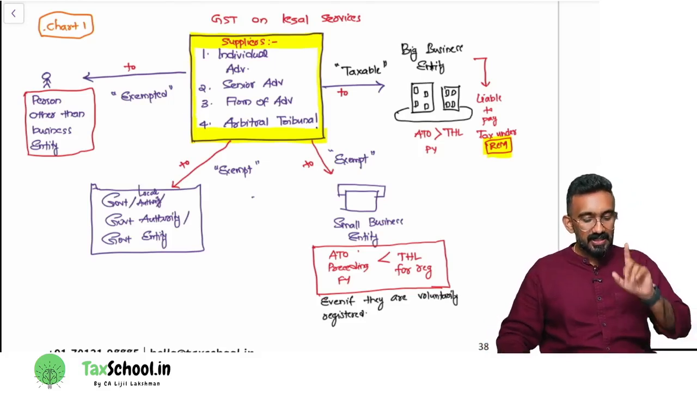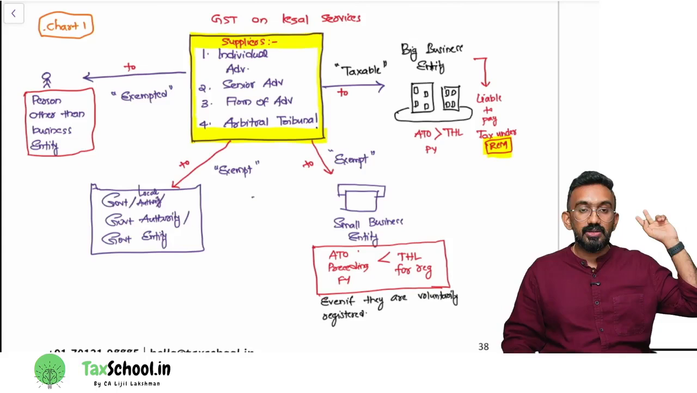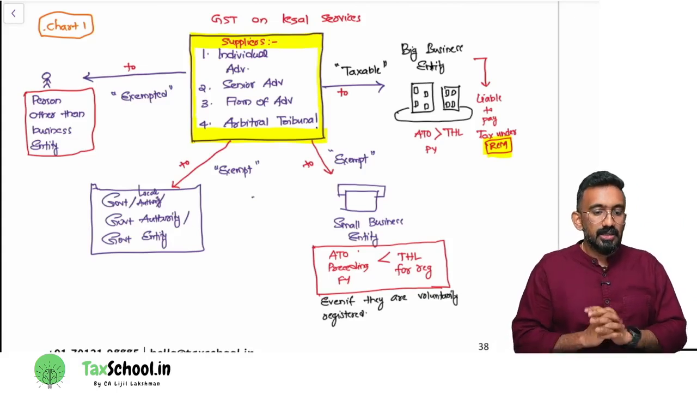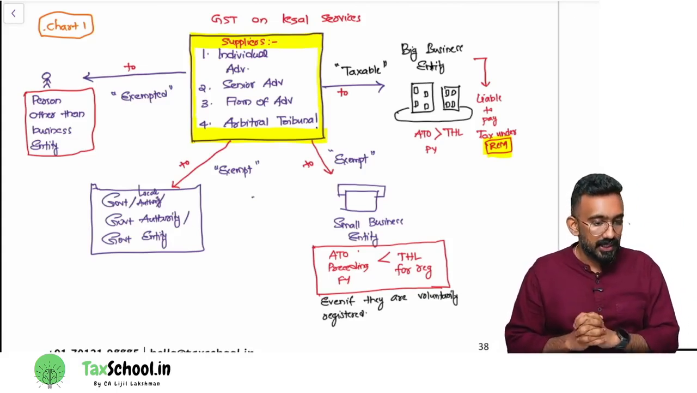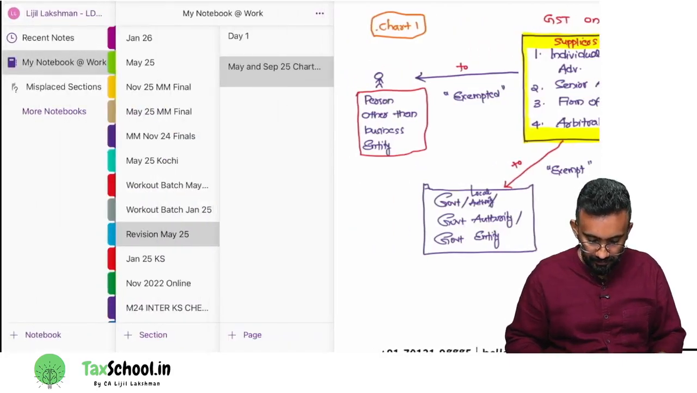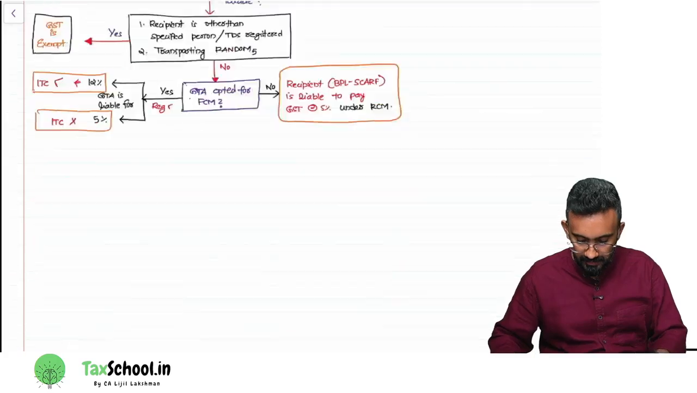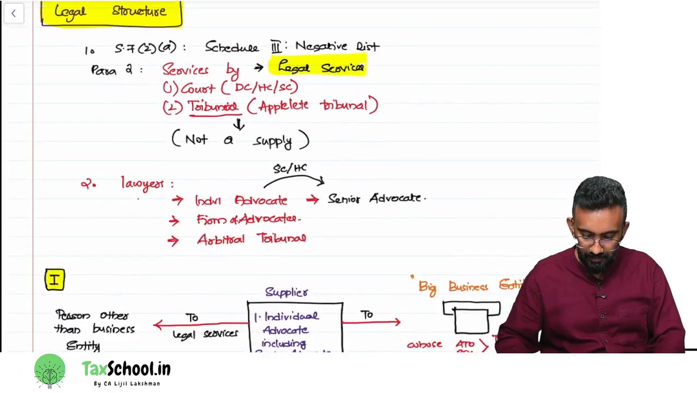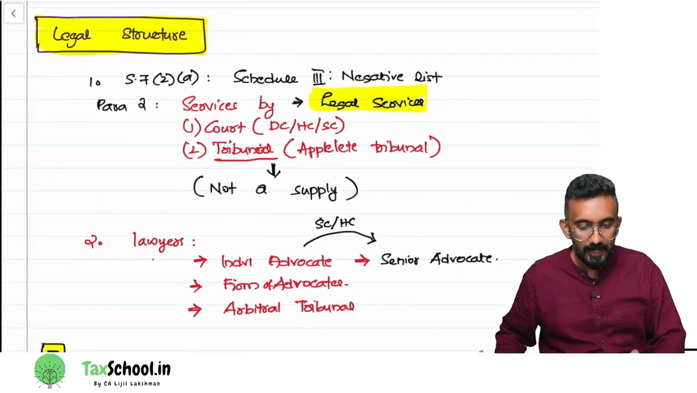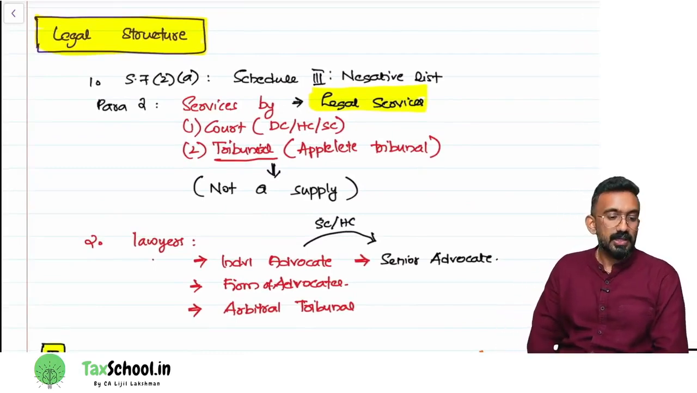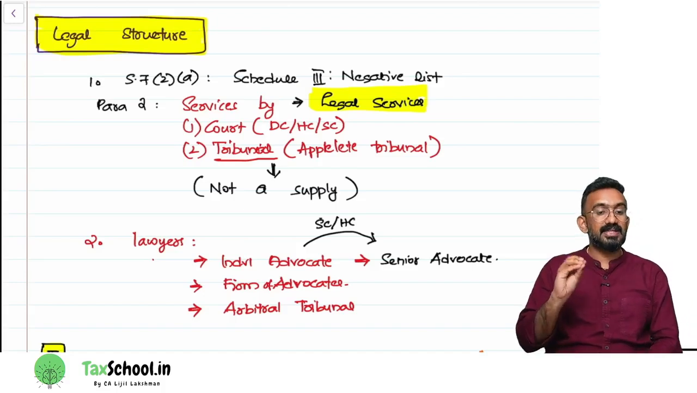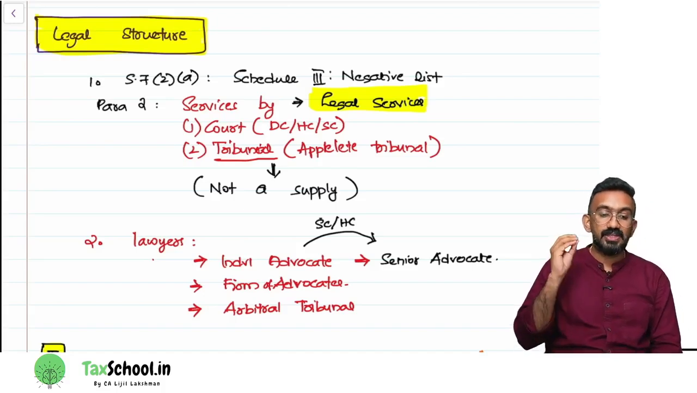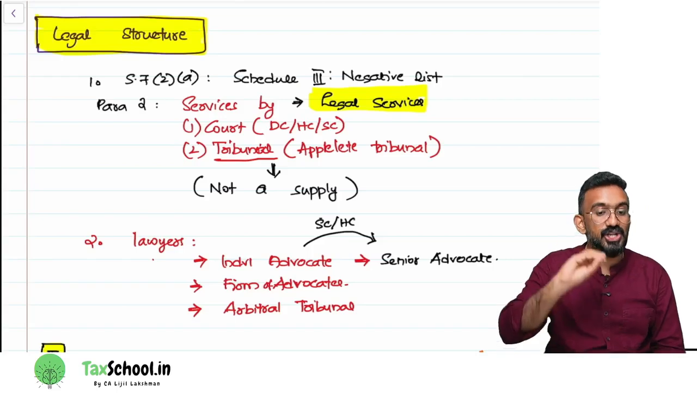Now, legal services: there are 2 RCMs and 3 exemptions. I'm going to club all the 5 points into one single chart. There are 2 things that you have to learn in legal services. Look at the legal structure here. There are 2 areas in GST where they discuss legal activities and how GST would be applicable. One is in section 7 subsection 2 clause A, which talks about schedule 3 negative list.